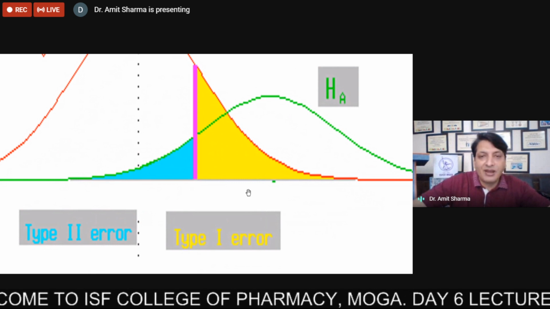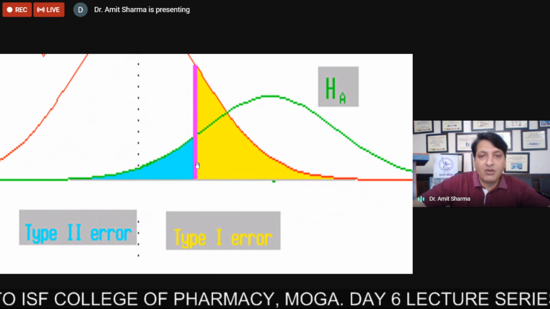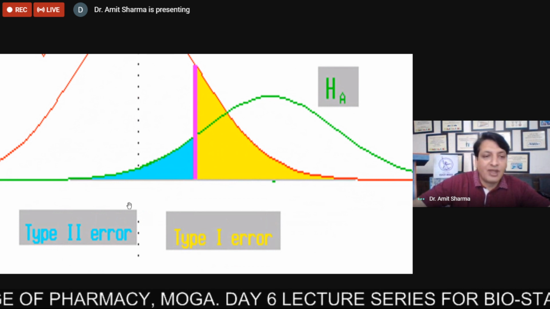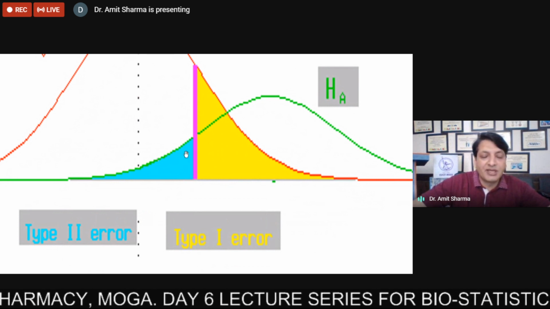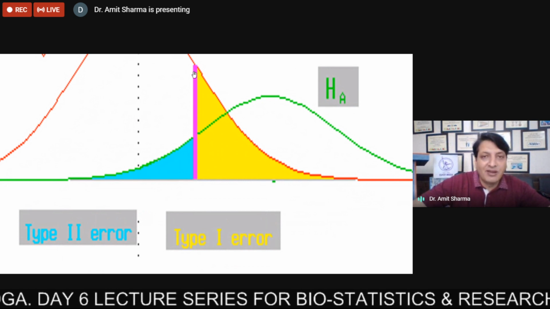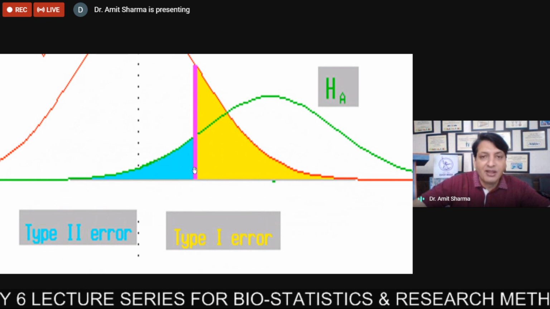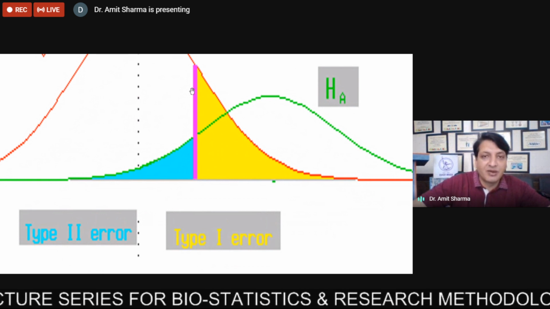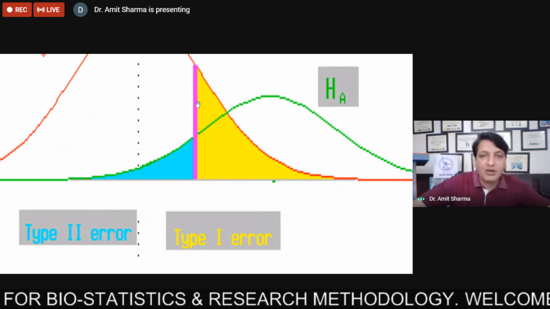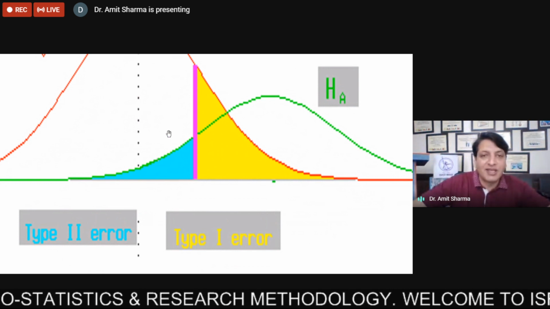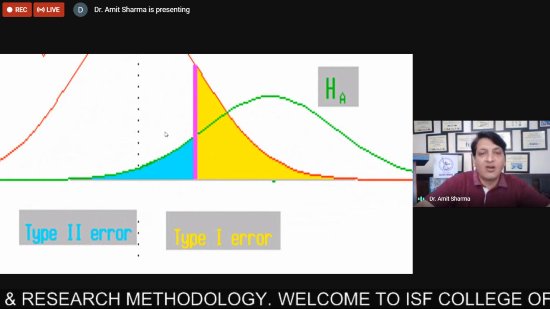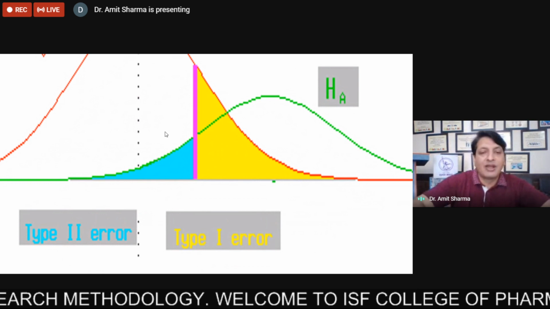We have a type 1 error, represented in yellow color from here to here, and we have a type 2 error, which I have represented in this sky blue color. Now we have a center line, which I have given in pink color. This represents a center point. That means if I move this pink line to the left or right side, it is going to increase or decrease the area of either the type 1 error or type 2 error.